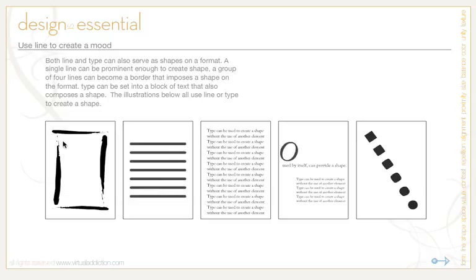So you can see here, these four lines are creating the shape of a rectangle. Just having lines uniformly placed on my format creates a shape of a rectangle. This text right here creates the shape of a rectangle. Here we have text used a little bit differently, and it's creating its own type of shape. And then here we have other elements that are creating shapes as well.